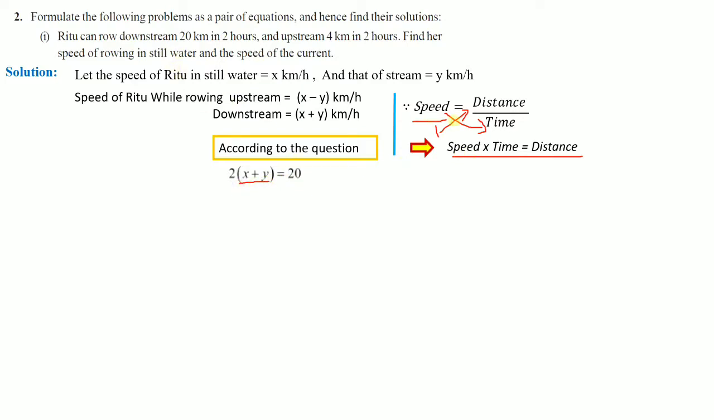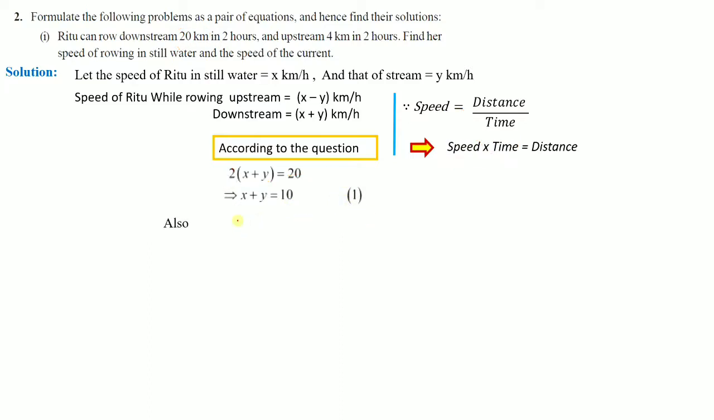This speed is x plus y kilometer per hour, and now time, in how many hours she completes this journey, in 2 hours. So this 2 is here. What is the distance she travels? 20 kilometer. So twice of x plus y is equal to 20. 2 ones are 2, 2 tens are 20. So x plus y equals 10, equation number 1.